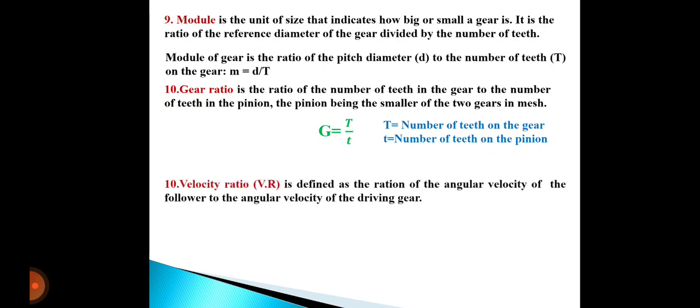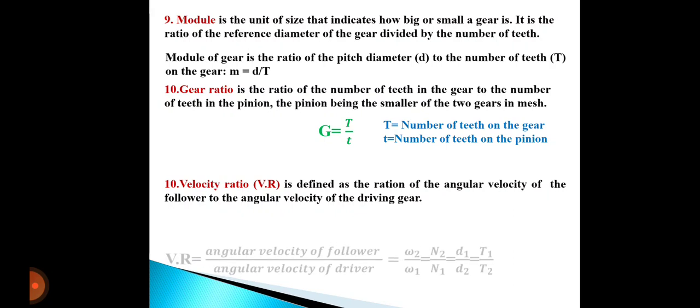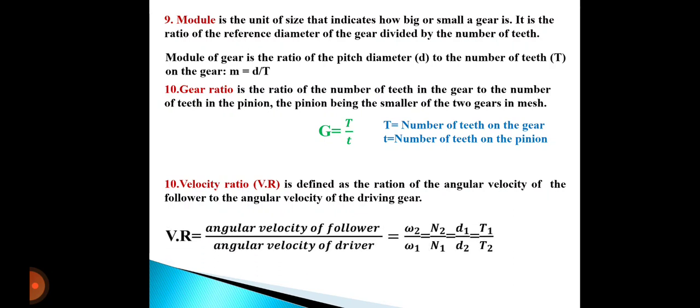Now, the velocity ratio. The velocity ratio, that is VR, is defined as the ratio of the angular velocity of the follower to the angular velocity of the driving gear. So, that is angular velocity of the follower divided by angular velocity of the driver: omega 2 by omega 1, n2 by n1, d1 by d2, finally t1 by t2. We know that P equals pi d1 by t1 equals pi d2 by t2, from that.